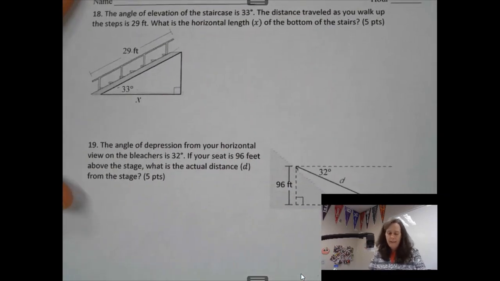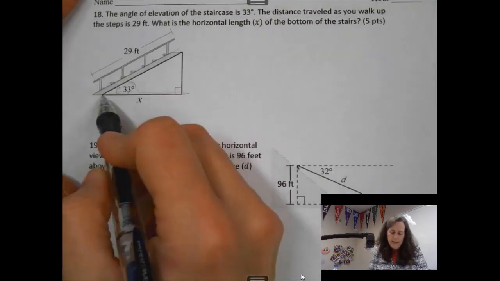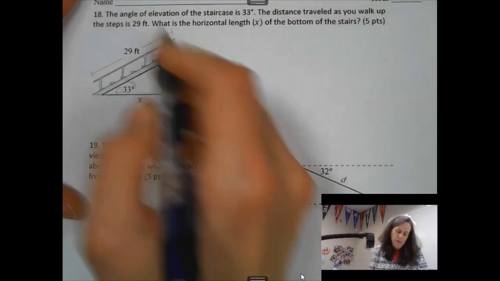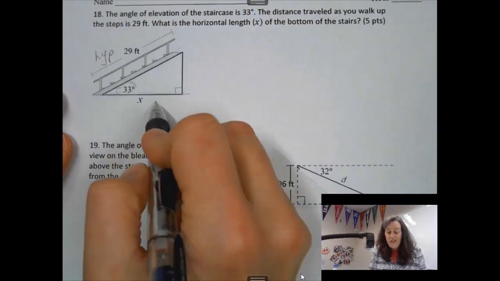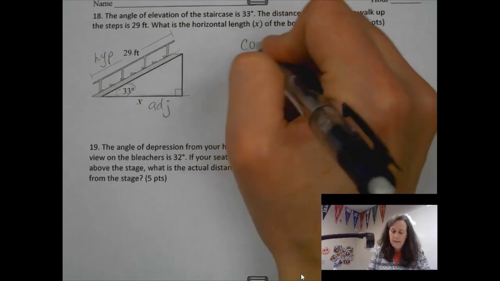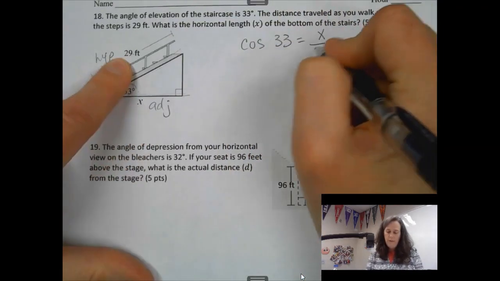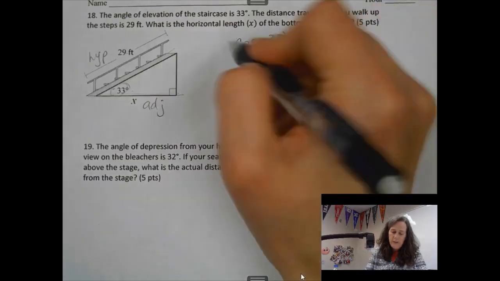Okay, more trig, right? Here's our angle of elevation. This is the horizontal line. And then this is the elevation up 33 degrees. If this hypotenuse is 29, and then this would be the adjacent side to the angle, what trig function do we need for adjacent and hypotenuse? Sounds like a cosine, right? Cosine of 33 is adjacent over hypotenuse. We're solving for x. Multiply by 29, multiply by 29.